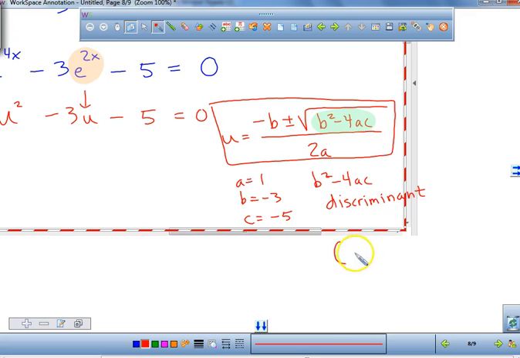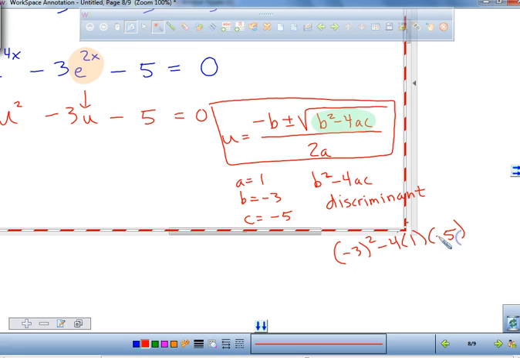So if I do the discriminant, I'm going to plug in a -3. I'm going to square it, minus 4 times my a value times my c value. This becomes 9 plus 20. So my discriminant is 29. So instead of writing all of that, what am I going to put in that pesky little radical sign? I'm going to put a 29. Okay?